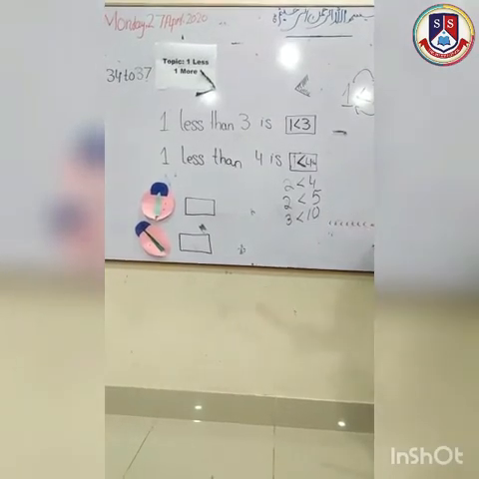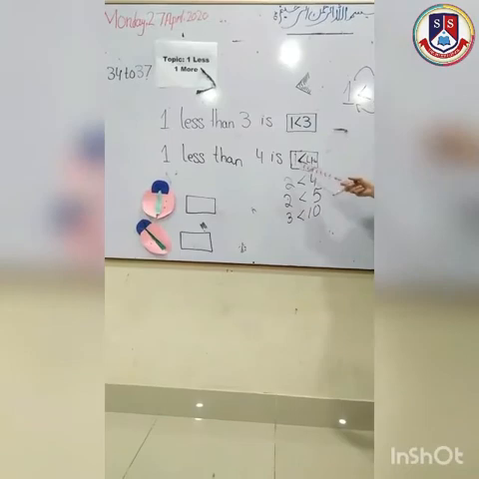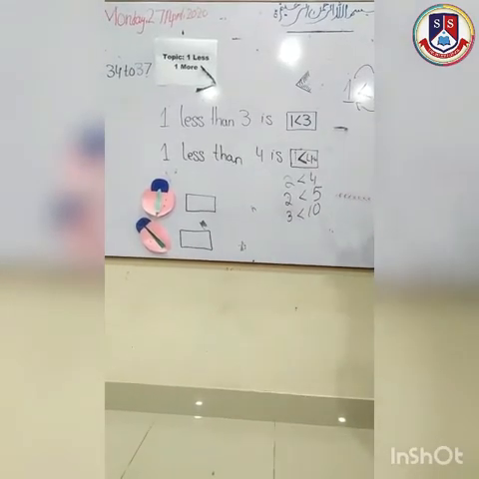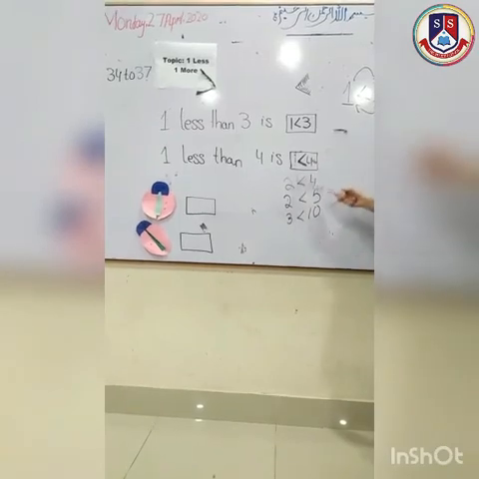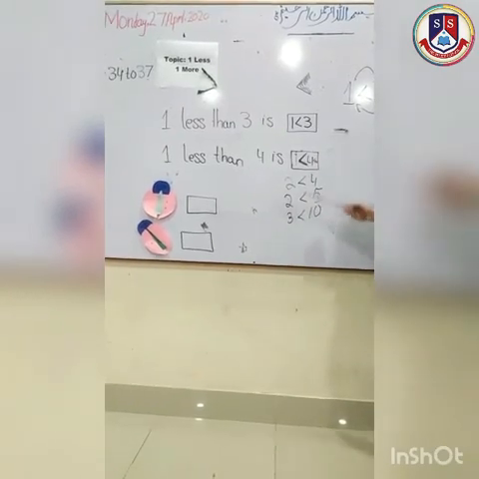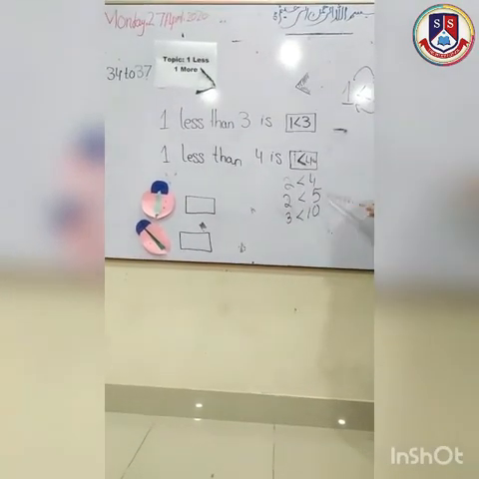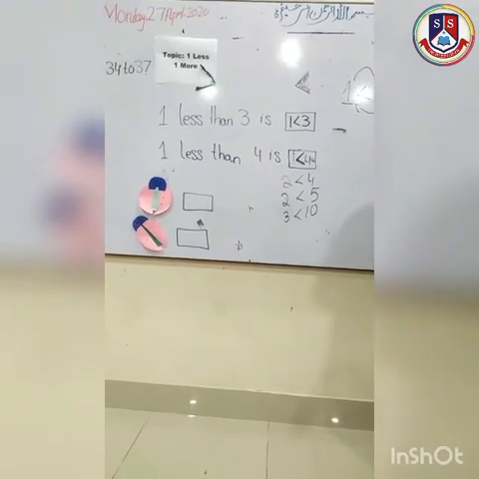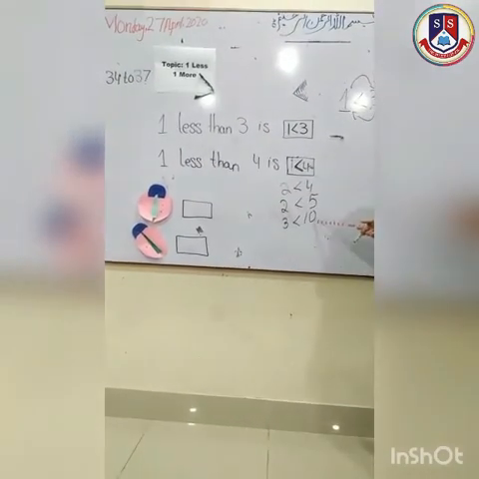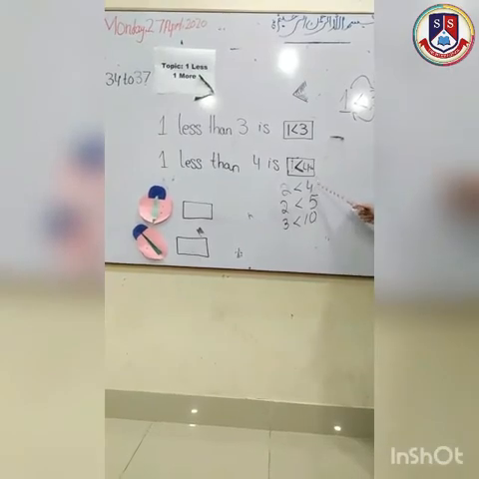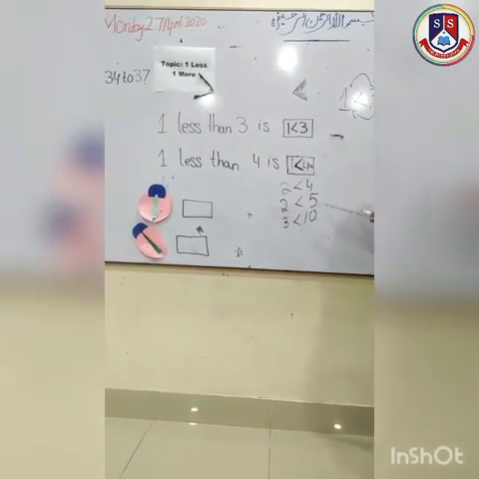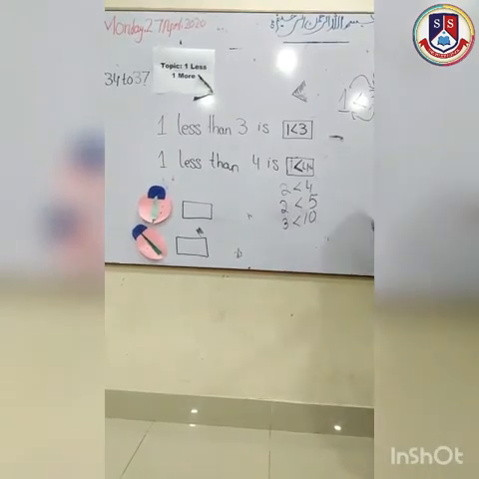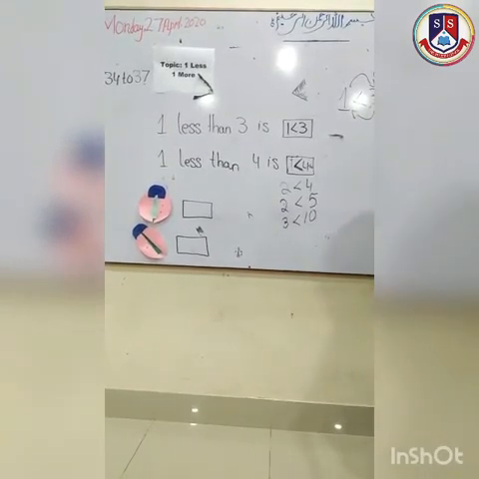These 3 digits are greater and these 3 digits are smaller. So where is the mouth? It is open towards the greater side and closed on the smaller side. 2 less than 4, 2 less than 5, 3 less than 10. 4 is greater than 2, and when we read it from the greater side, 5 greater than 2, 10 greater than 3.